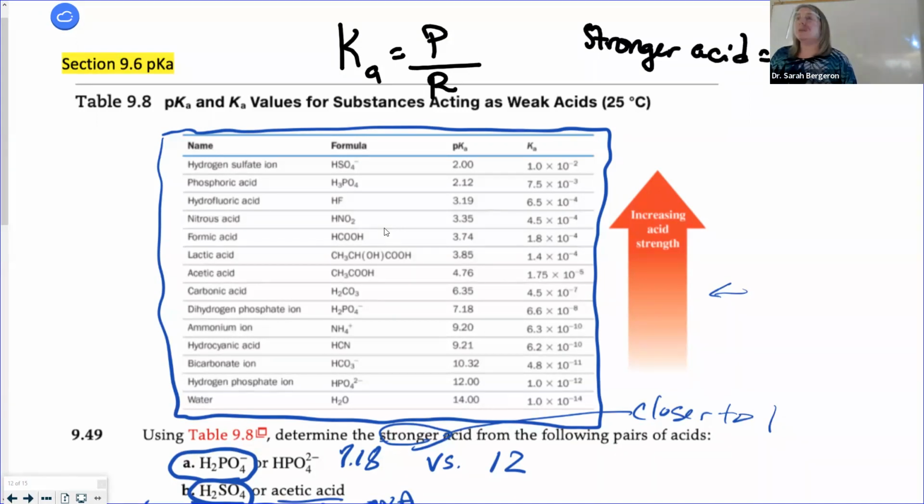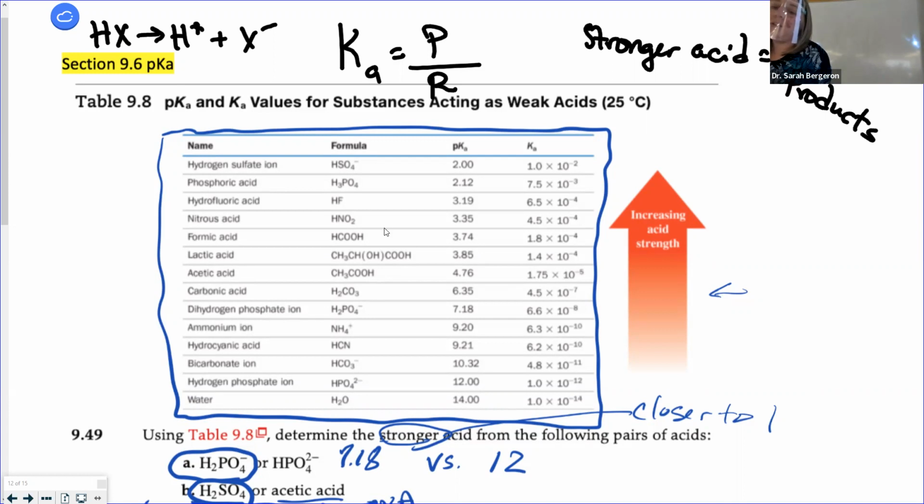You make more products or you make more reactants? If I go HX goes to H plus plus X minus, do you have more reactants or more products? You make more products, right? So you make more products. So tell me about the Ka value for things that are stronger acids. Are they bigger or smaller? They're bigger. So if we look, here's a strong acid and it's only 1.2 times 10 to the -2.